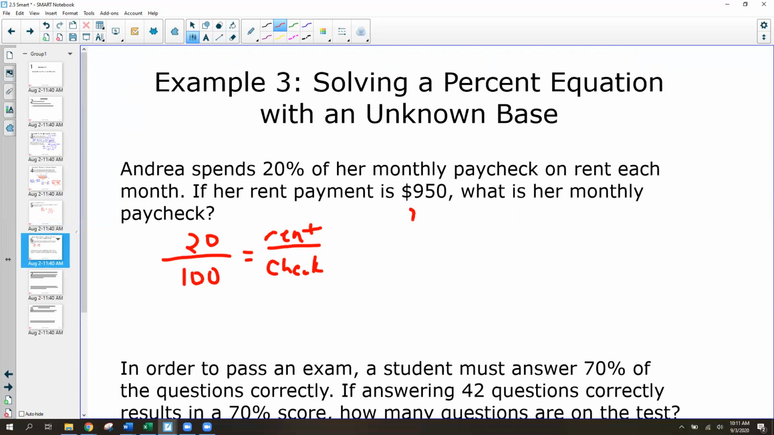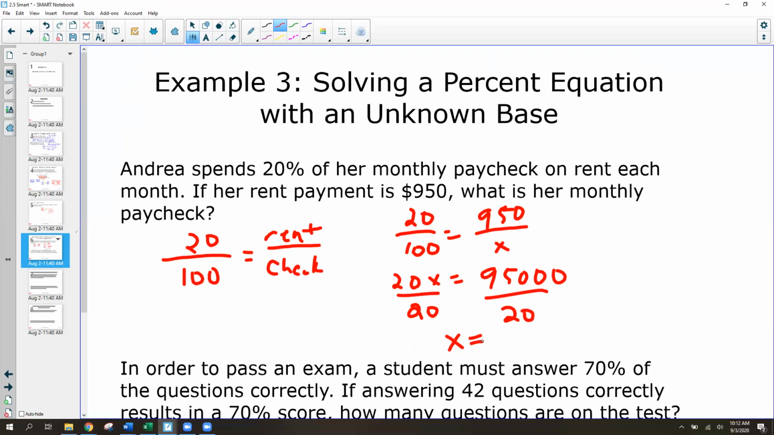So the way I'm going to write that is 20 over 100 equals 950 over, I don't know how much she makes, but it's got to be more than that. She's got to be doing okay if her rent is $950 a month, right? So cross multiply across, so 20 times x equals 950 times 100, that's 95,000, and divide by 20.